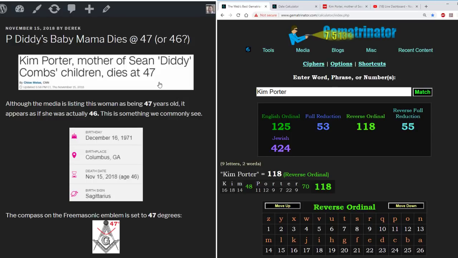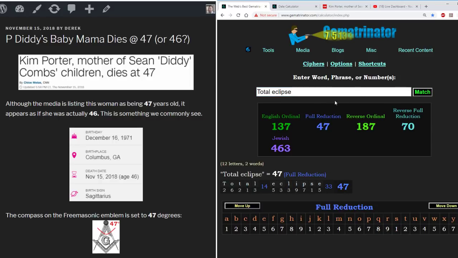Now, what's so peculiar about this death is that they're reporting that she was aged 47 years old. However, a very quick search for her birthday reveals that she was actually born on December 16th of 1971, showing you that either A, the media does not like to do math, or B, these things are being crafted by a numerical code. Consider that the phrase total eclipse, which has the 187 gematria, also sums to 47 in reduction. So even though she was 46 years old, they're reporting that she's 47.